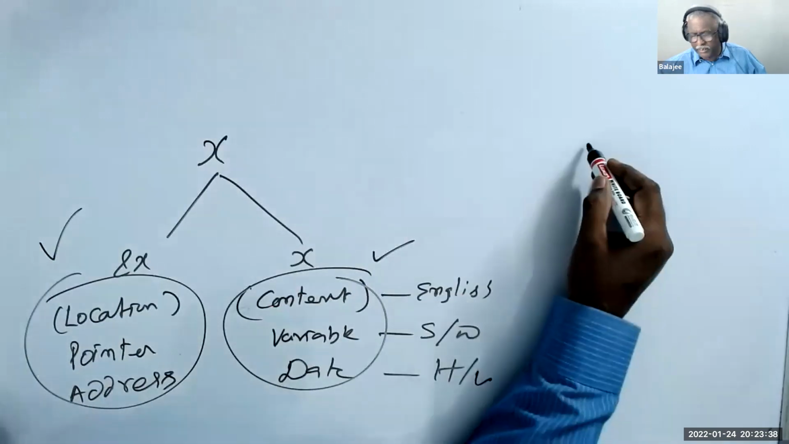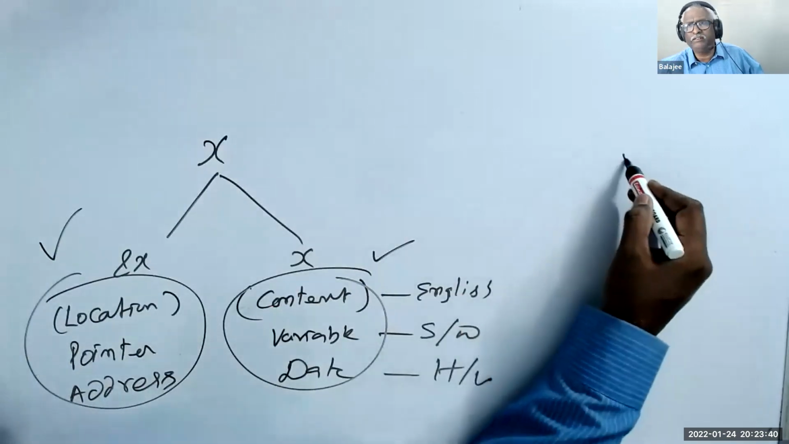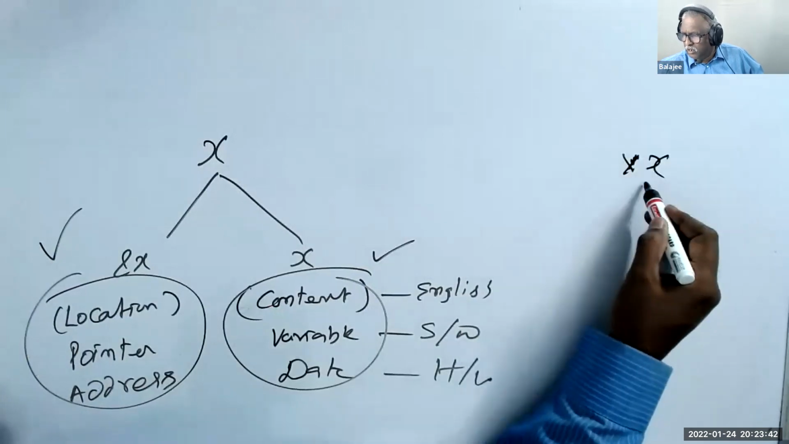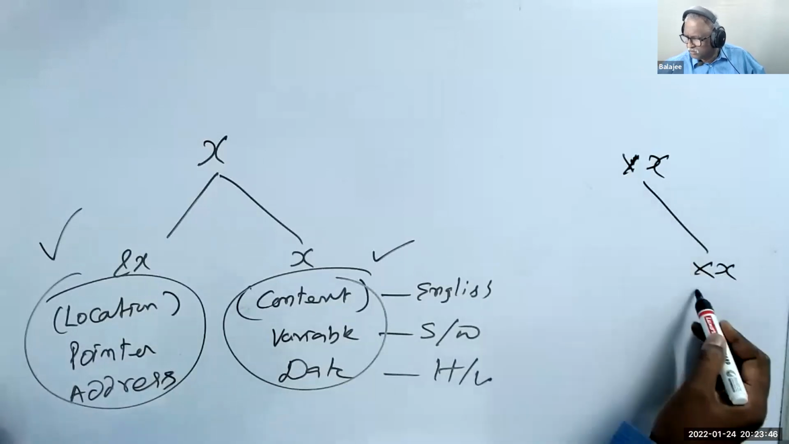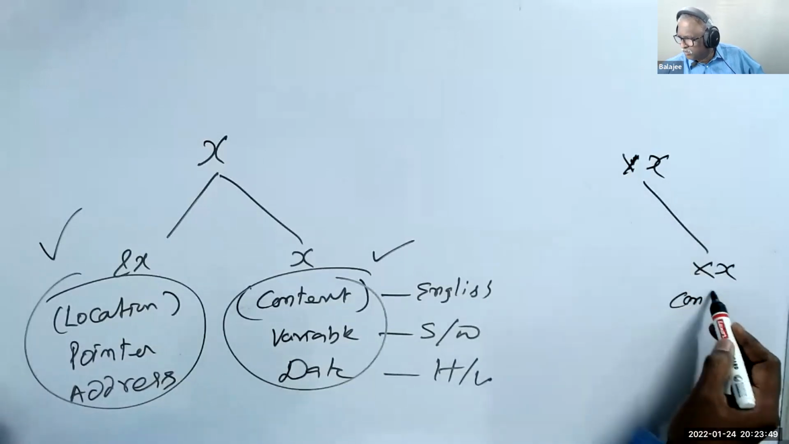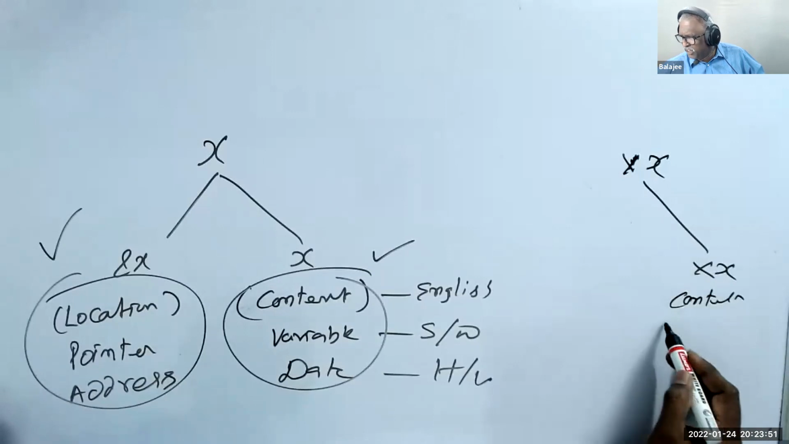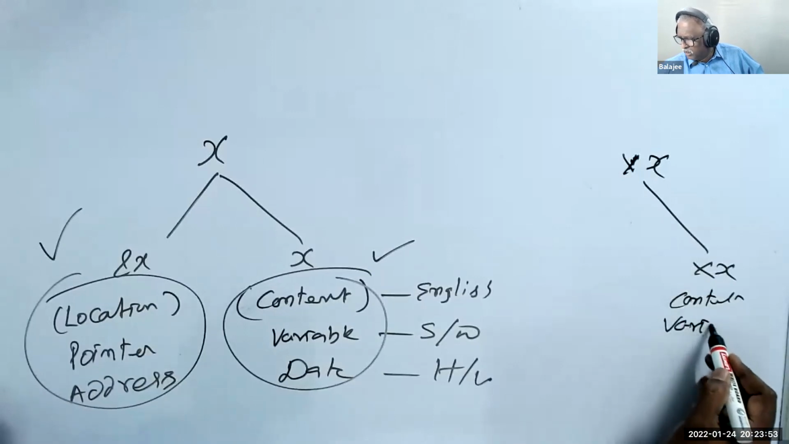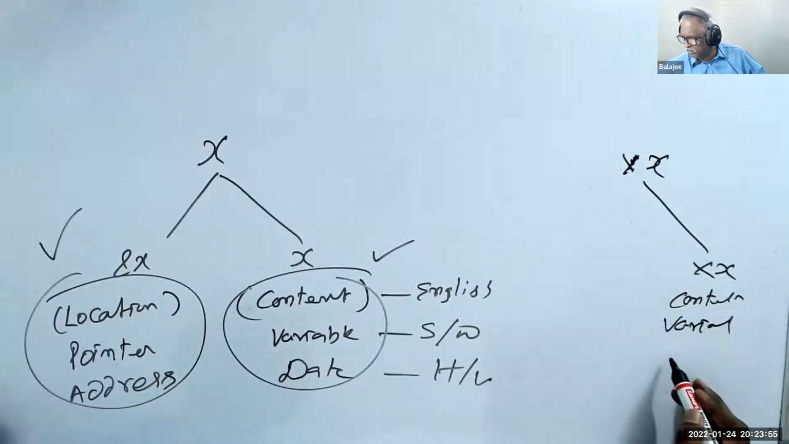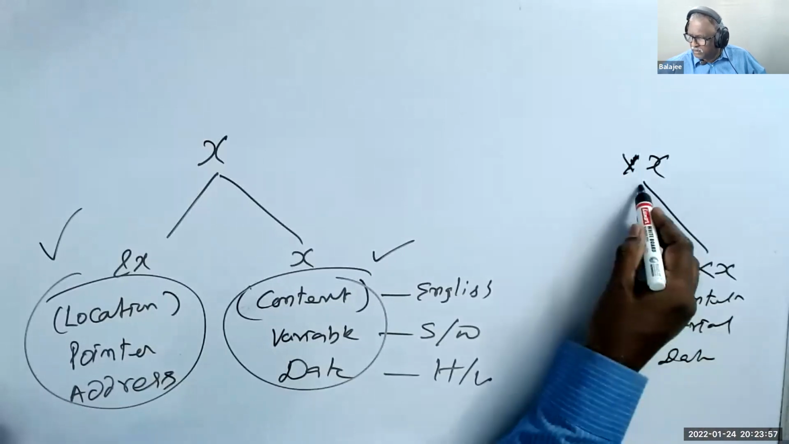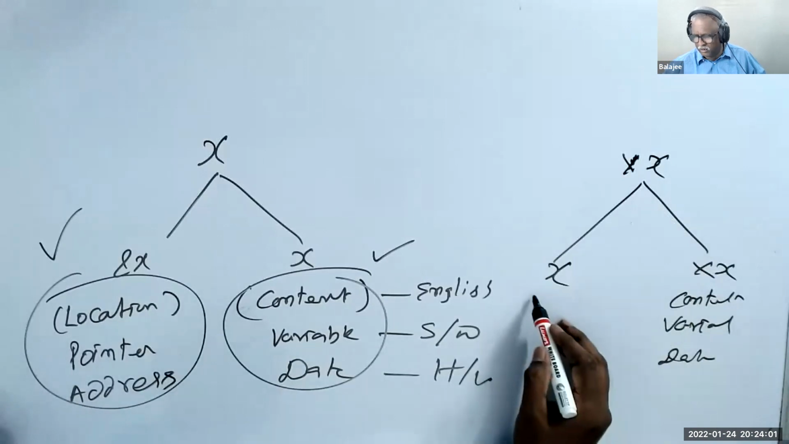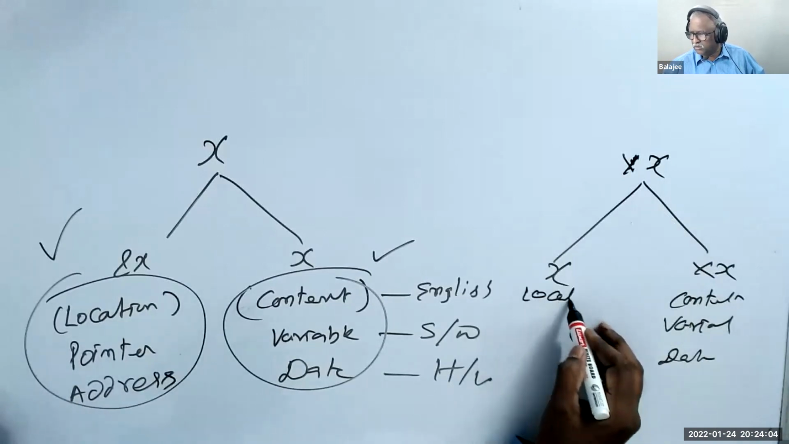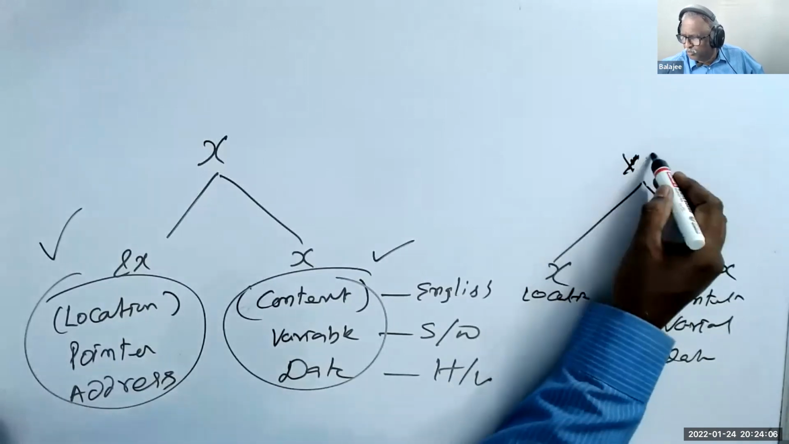If we put star x, star x is a content, star x is a variable, and star x is data. But x is this one location. So let's put star y, not to confuse you.